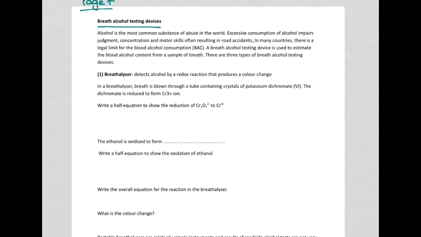And this is called blood alcohol consumption, or blood alcohol content rather, BAC. And this is done through a breathalyzer. And there's 3 types of equipment that can be used. We're going to see each one of them.